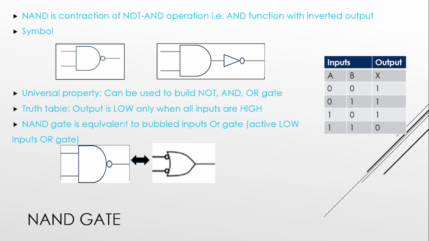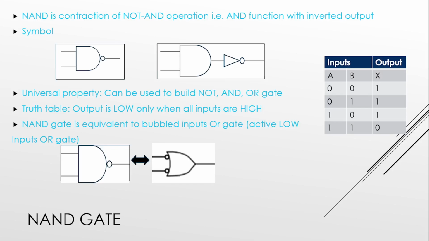So here also we will find that the NAND gate is equivalent to bubbled inputs OR gate or active low input OR gate, as you can see in this figure. NAND gate, which is basically AND gate with bubbled output, is equivalent to OR gate with bubbled inputs. So it was about NAND gate. So in this way we studied two universal gates, that is NOR gate and NAND gate.